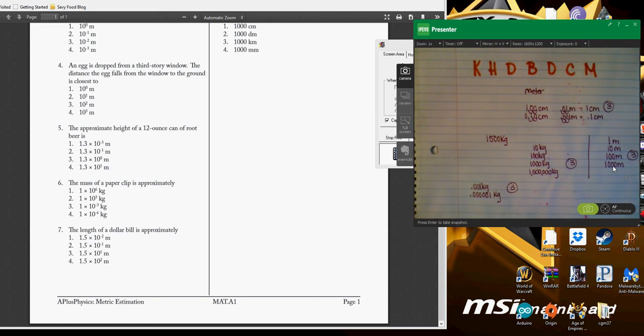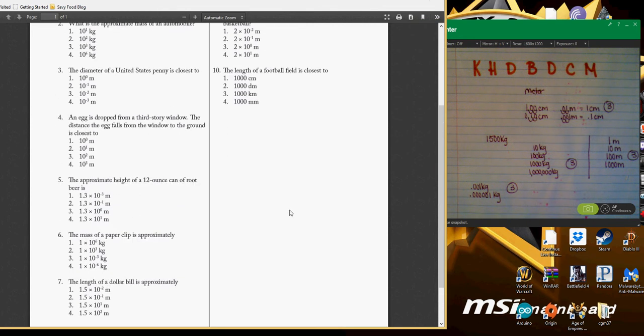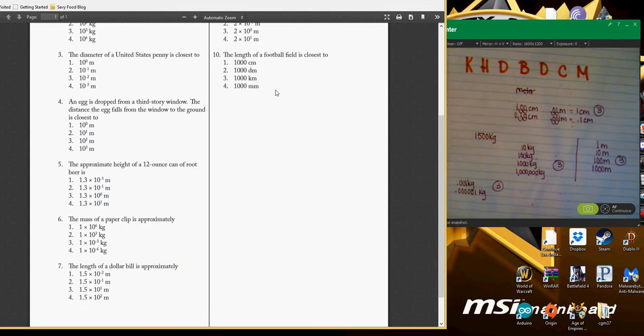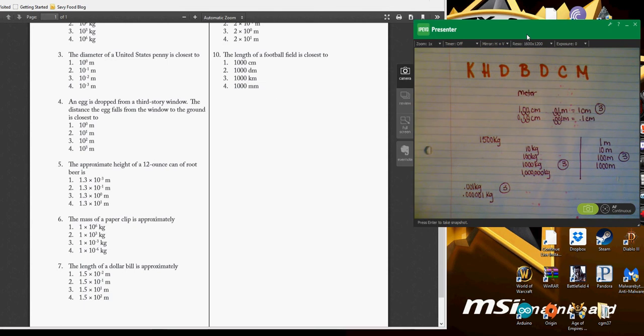Alright, the next one we're going to do is question number 10. What is the length of a football field? Which of these is closest to the length of a football field? So I'm going to look at each one. I'm going to look at centi, deci, kilo, and milli.